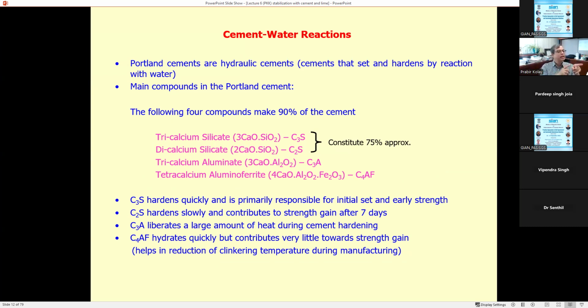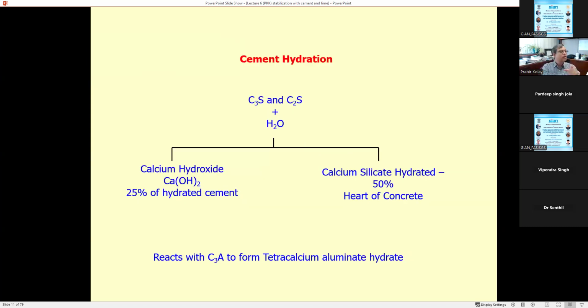Tricalcium silicate and dicalcium silicate constitute 75%. So when you add water, this dicalcium silicate and tricalcium silicate is going to react with the water, forming calcium hydroxide, which is 25% of the hydrated cement, and calcium silicate hydrate, 50%. So that is the heart of the concrete. Calcium silicate hydrate, we call it CSH. Okay. And then the reaction of tricalcium aluminate to form tetracalcium aluminate hydrate.